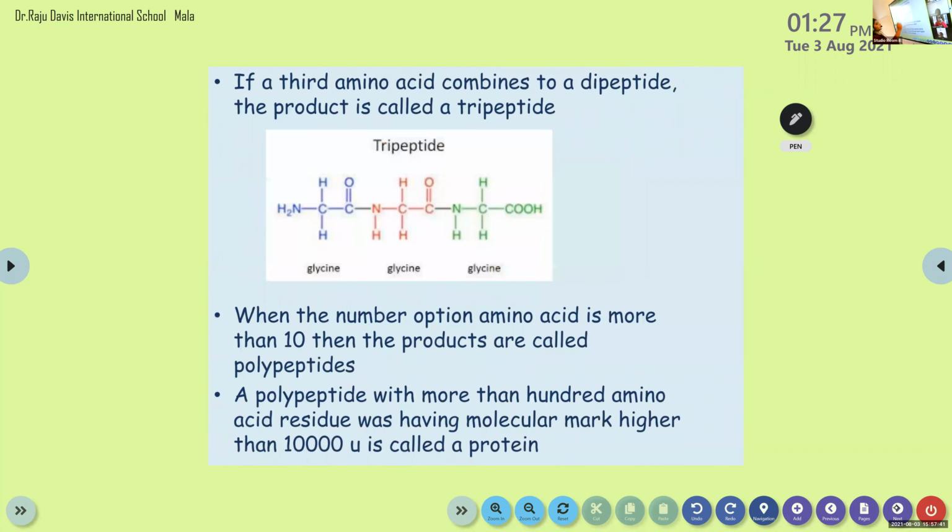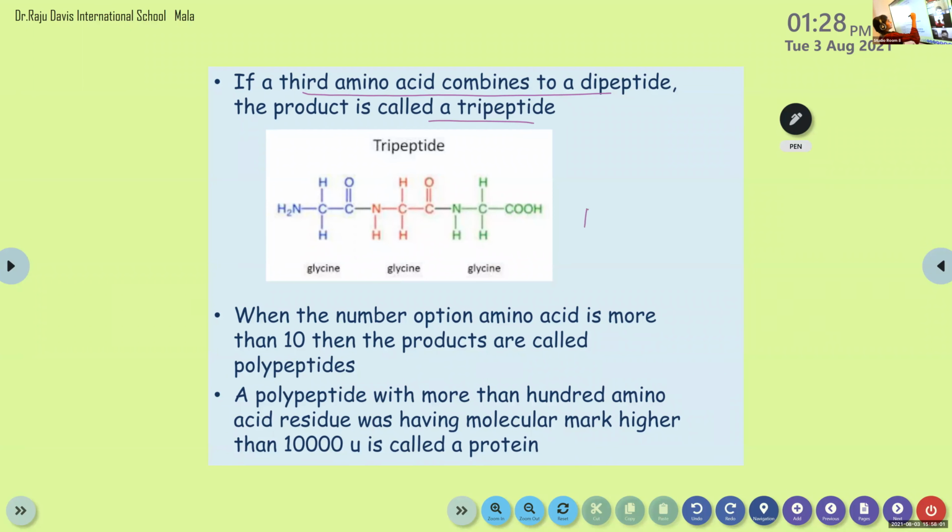Okay, then if a third amino acid combines to a dipeptide, dipeptide meaning the combination of two amino acids, if one more amino acid is linked to this dipeptide, it is called tripeptide. Okay, it is called tripeptide. So here three glycine amino acids are joined together to form a tripeptide.